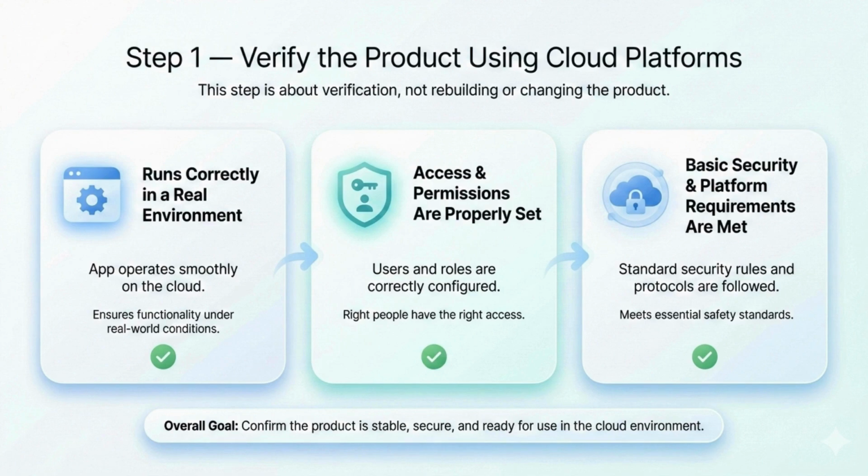We also check that the application meets basic security and platform requirements. Cloud platforms like Google Cloud automatically guide us through these checks, which adds an extra layer of confidence before going live. Think of this step as an external approval. Instead of trusting only our own testing, we are letting a professional cloud platform confirm that the product is ready for real-world use. This verification step significantly reduces surprises later on. It ensures that when real users start using the product, it behaves the way we expect.